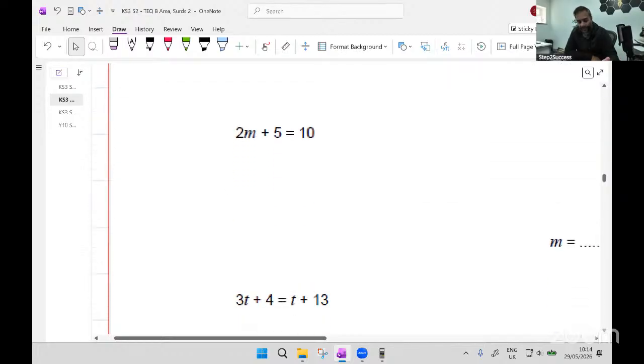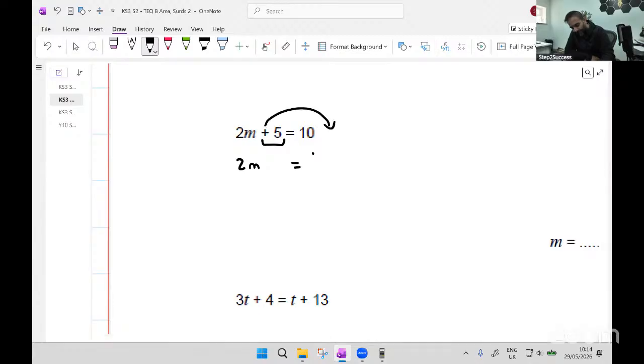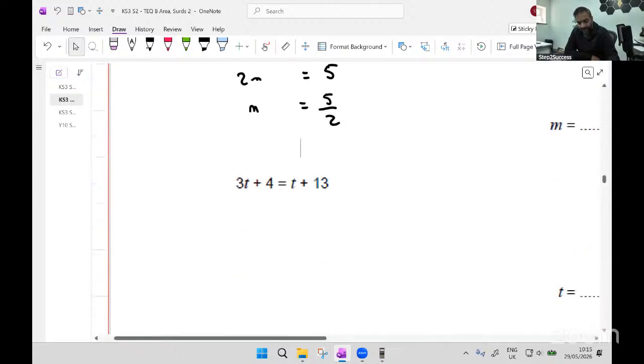Similar process for this question now. I'm going to move the 5 by taking it away from the 10. 10 take away 5 is 5. And then I'm going to now divide by 2. And this time, because it doesn't turn into a whole number, I'm just going to leave it like that. You're okay to leave answers like fractions.